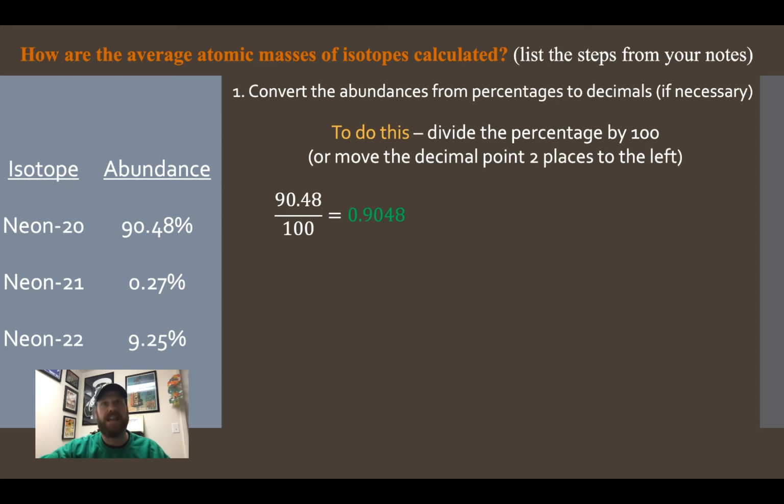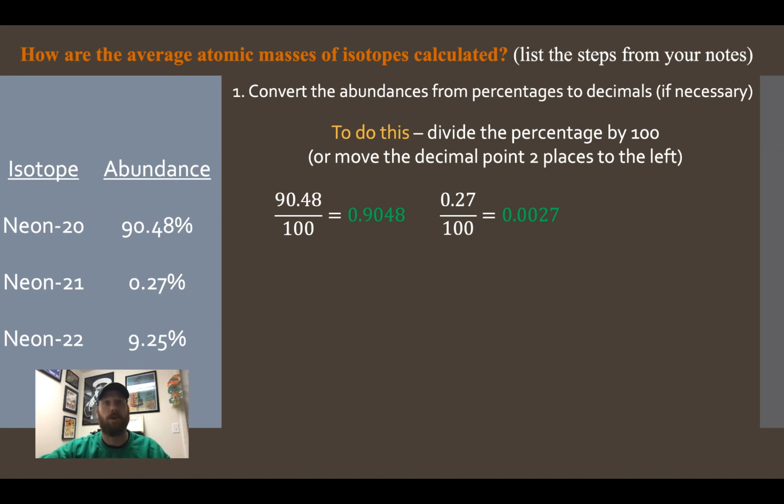0.9048. Now these next two abundances allow me to address errors that quite a few of you are making when completing this step. The abundance of neon 21 is 0.27%. I know that percentage is already very small, but you still have to divide by 100. And when you do that, you get 0.0027. Remember, move the decimal 2 places to the left. The abundance is not 0.27 or 0.027. That was a common mistake on the practice problems.